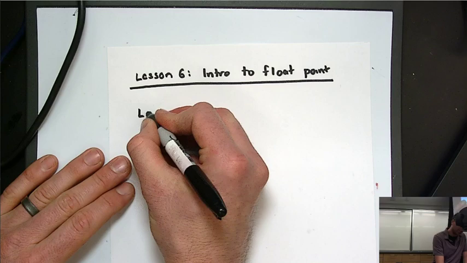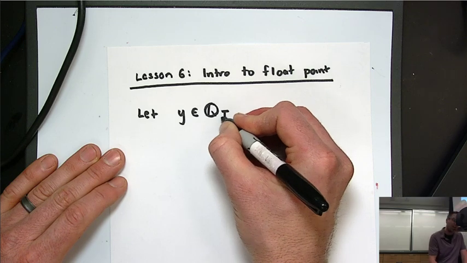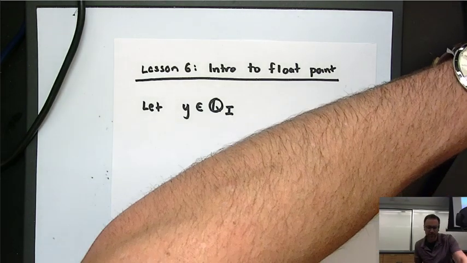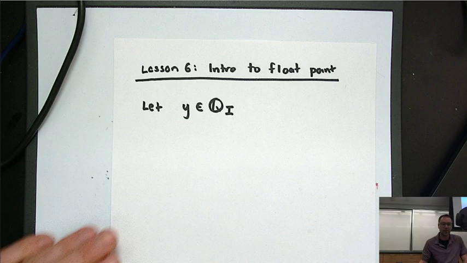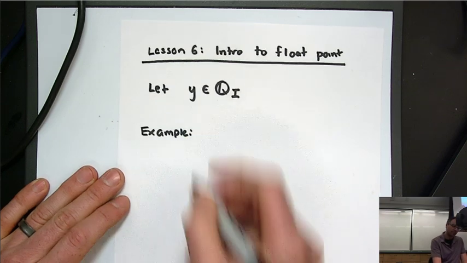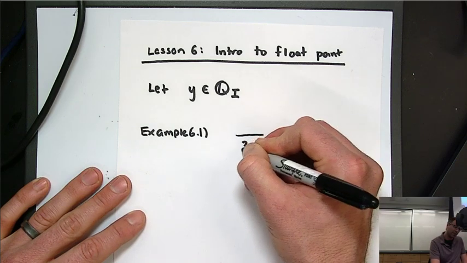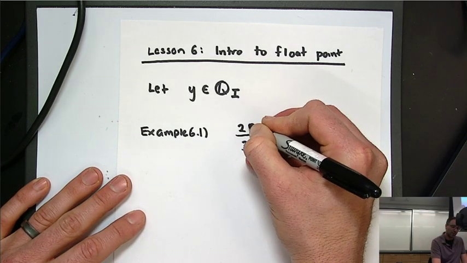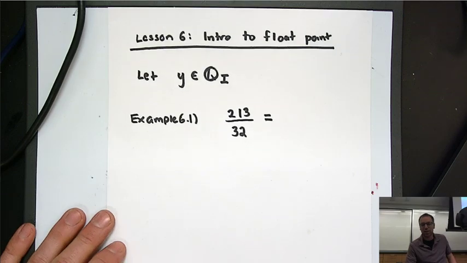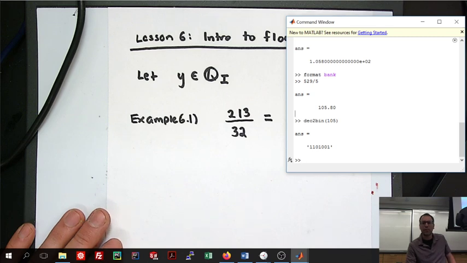So let's suppose for a second that we have a number that is for sure a type 1 number. What does that mean exactly? It's a number that can be stored in a finite number of bits. Yep. So let's take a look at an example of this. Maybe we'll call it example 6.1. Question: can I store 213 exactly with a finite number of bits? Yes.